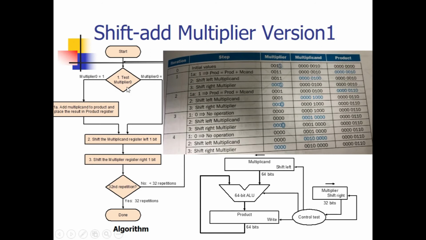So now we will simply check whether the least significant bit of the multiplier is 1 or not. Here the least significant bit is 1. So we will simply add the multiplicand to the product. Okay.